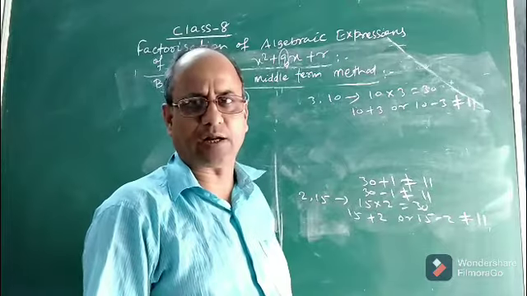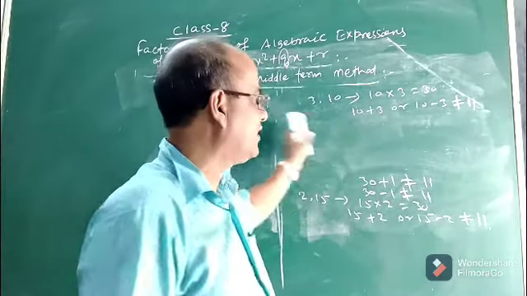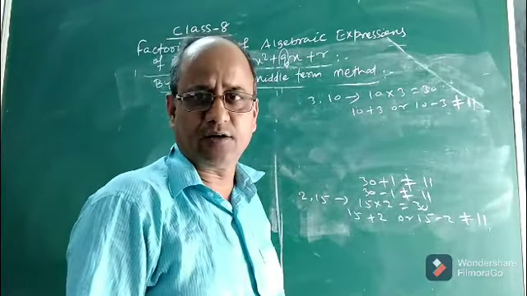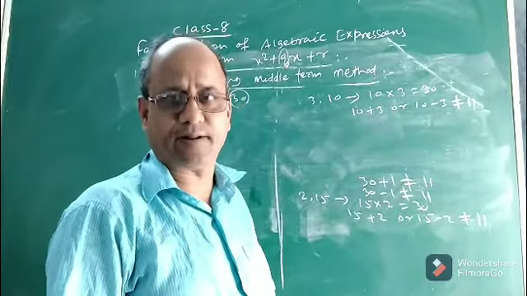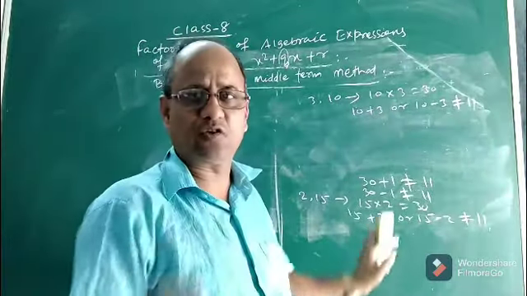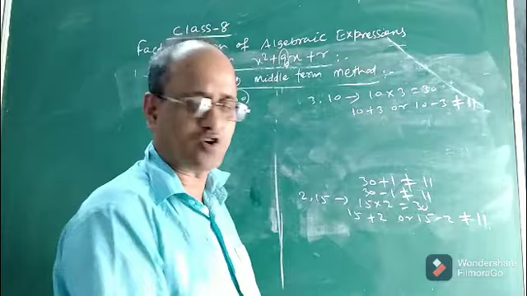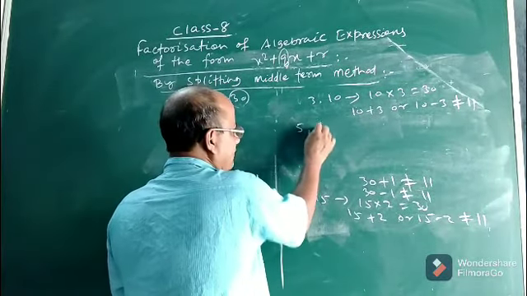Their product is equal to 30, but their sum or difference is not equal to 11, which is the middle term that we want to split or break. So 3 and 10 also we cannot take. Then what is the next choice? The next choice is definitely 5 and 6.